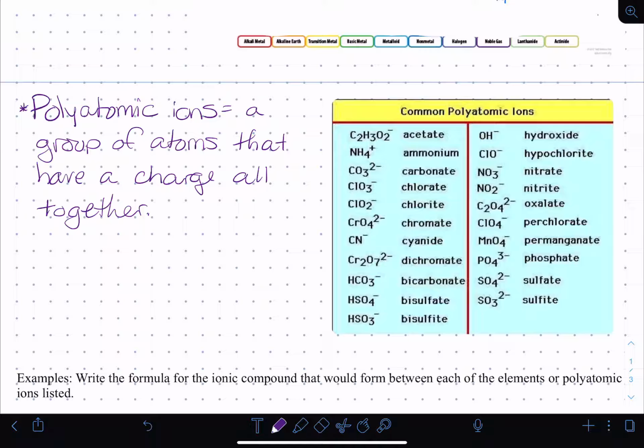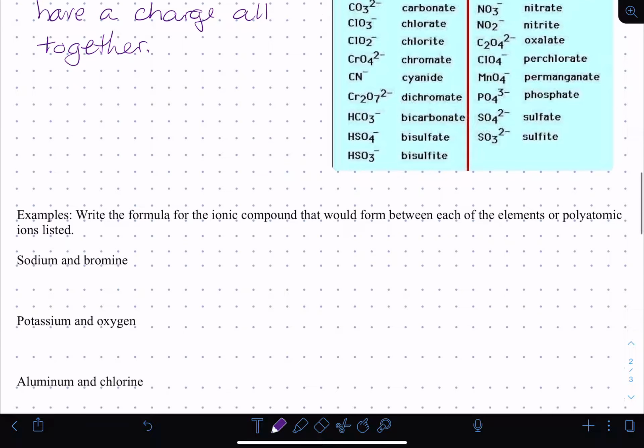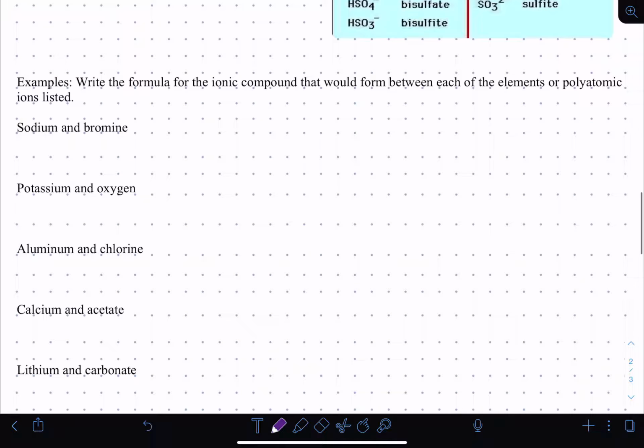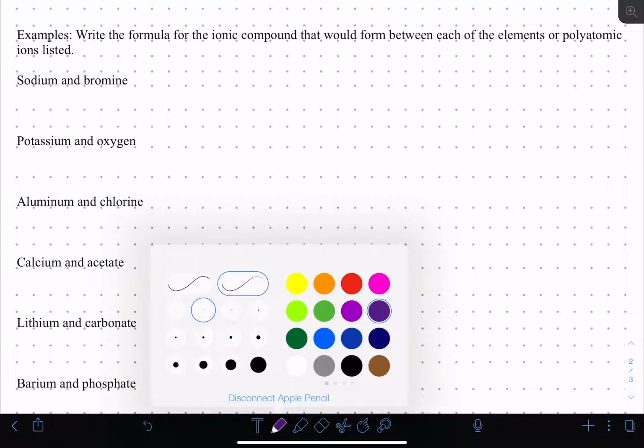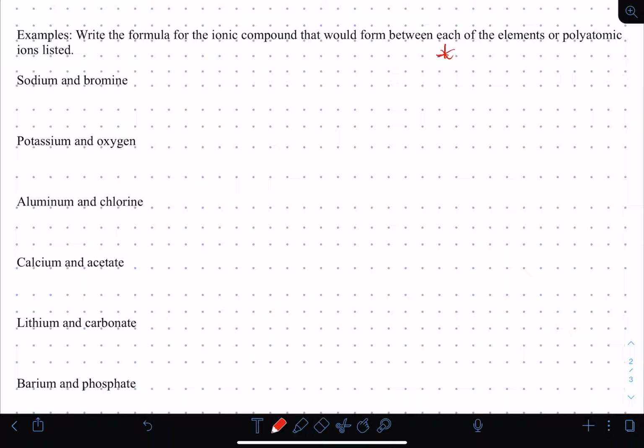So what all of this allows us to do is write the formula for an ionic compound if we know what ions are involved. So we're going to do a few examples. And remember that our goal is that our charges must add to 0. So we're going to be using subscripts to adjust the ratio and make that true.